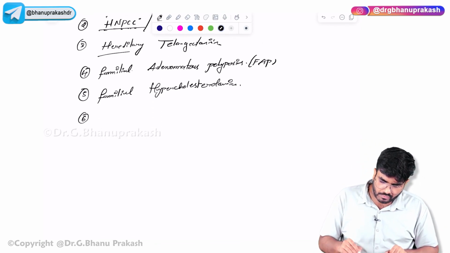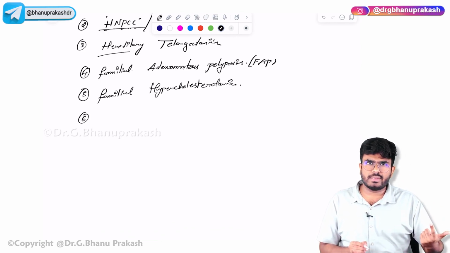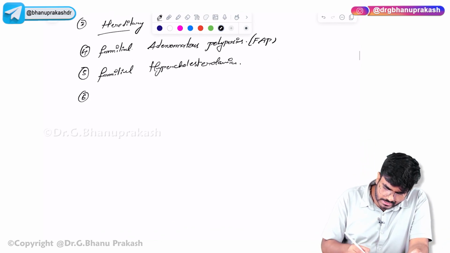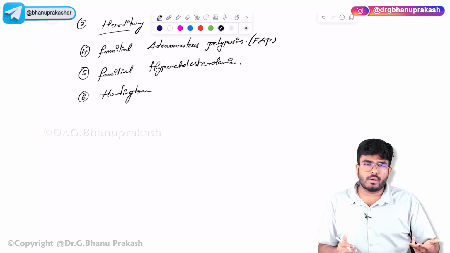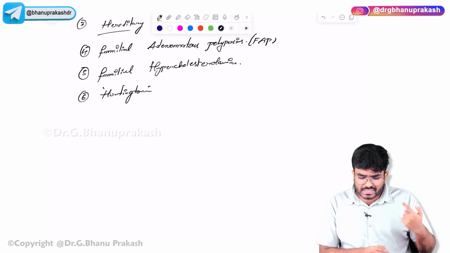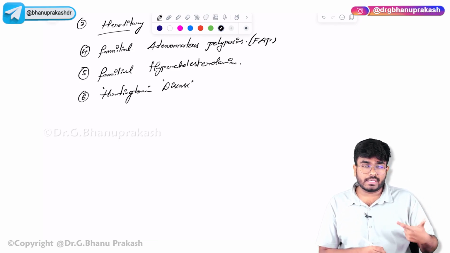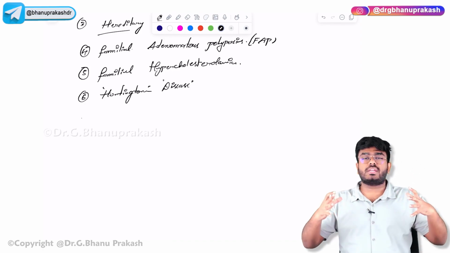Next thing, how I used to remember is hunting. Hunting is a dominant sport, right? Which is usually done by the kings. It's a dominant thing. So, Huntington's disease, which is an abnormal movement disorder, where the GABAergic neurons are damaged in the striatum. Huntington's, hunting is dominant, so autosomal dominant.